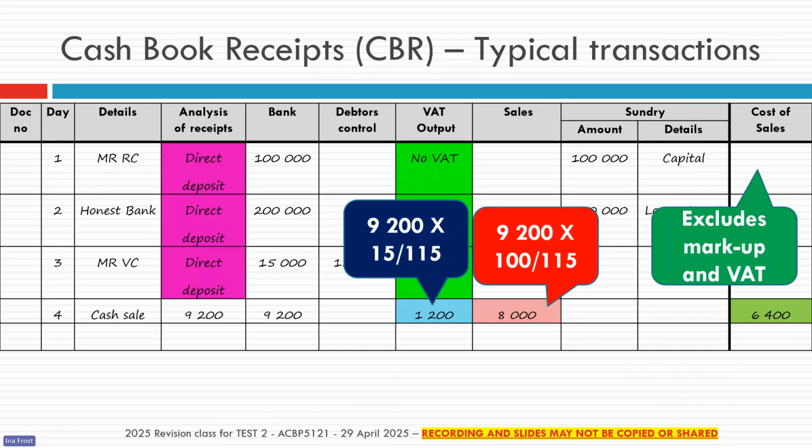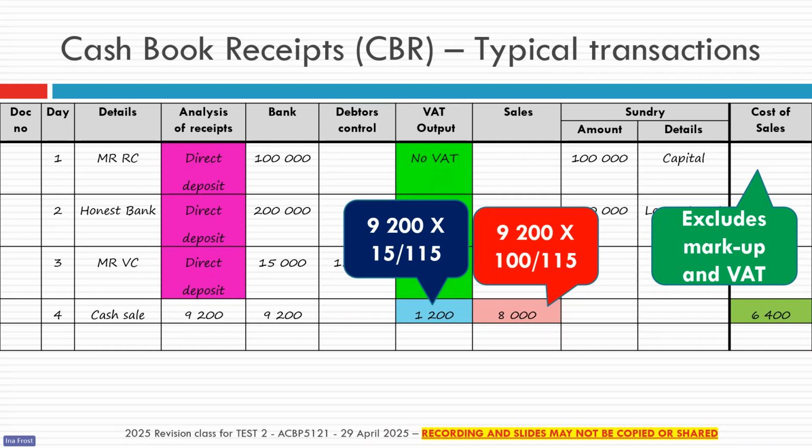So the output VAT, of course, that will be 1,200 rands. And then the sales amount, that will be the amount excluding any VAT. And for these numbers, that comes to 8,000. So please remember, it's key that you still need to know how to do your VAT calculations from learning unit number 3 so that you are able to do all of the calculations in your different journals.